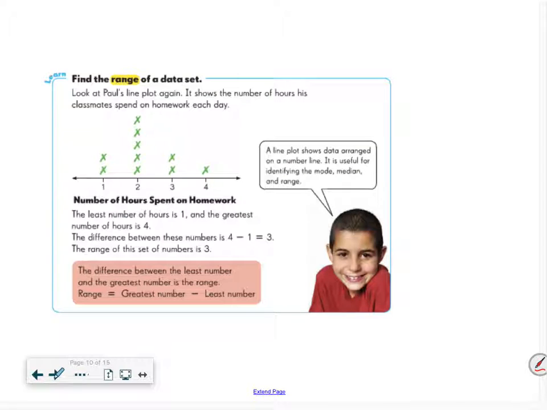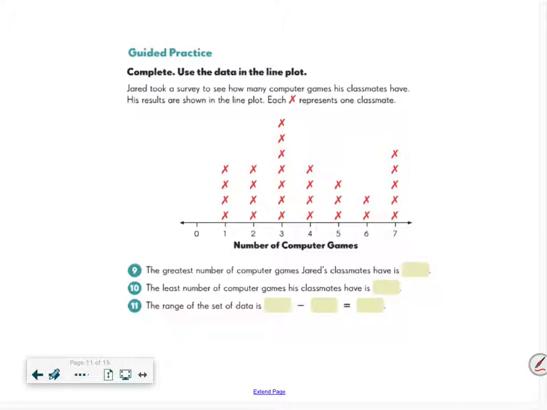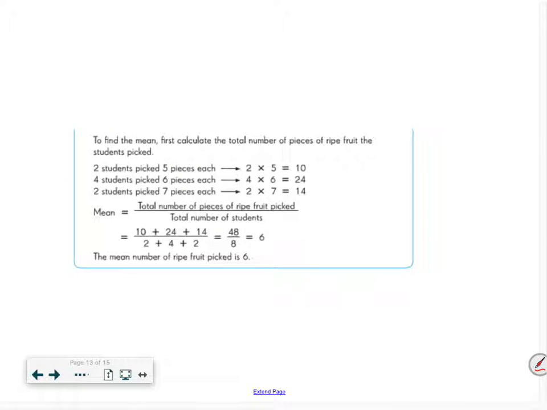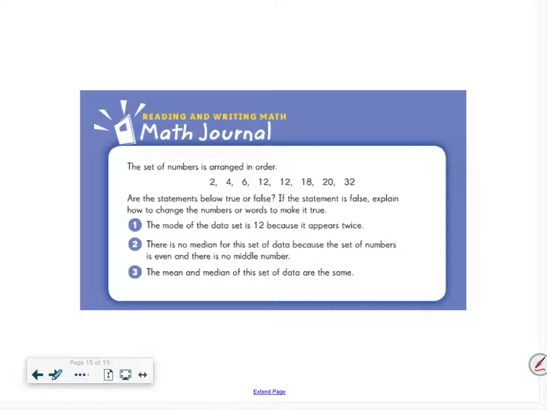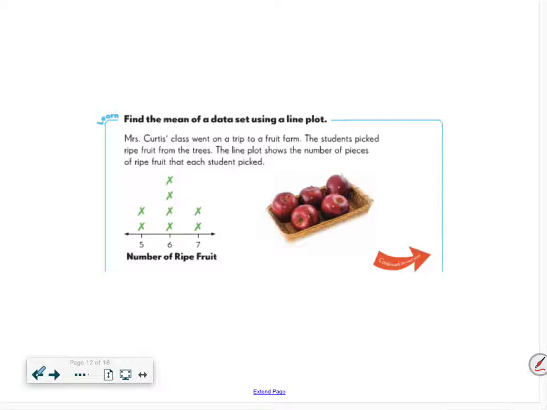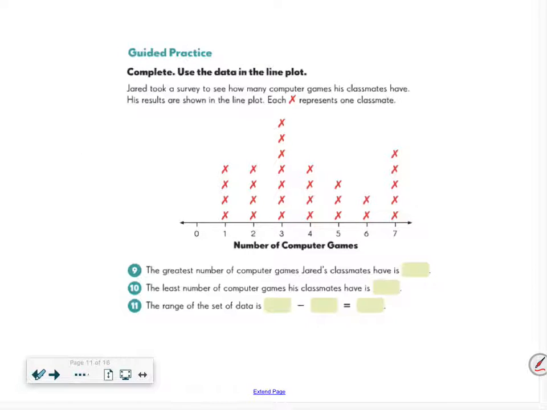This time, what I want you to do is, oh, it's the same problem. Let's do this one, where you have to figure out the mean, median, mode, and range. So you can pause and try to do that right now, or you can listen if you're still a little confused.